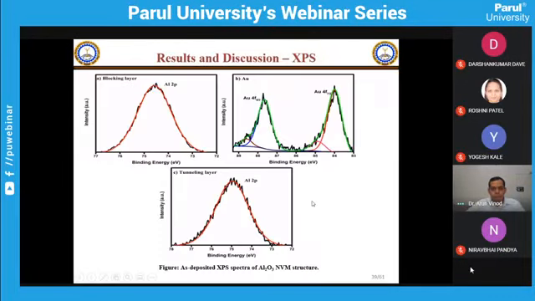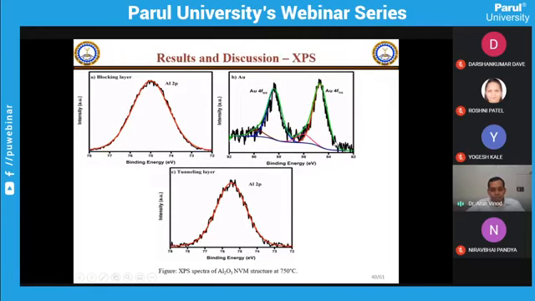In the XPS analysis, we got the Al2O3 formation, and we also got gold oxide as well as gold in the as-deposited films. But in the case of high annealing, we also got a slight shift of 0.3 towards high binding energy, which showed that the gold nanocrystals are being formed.